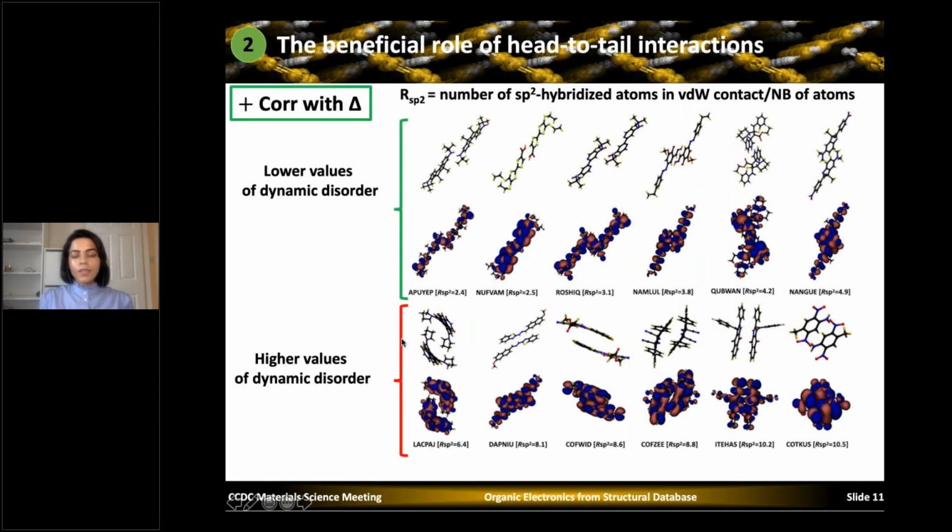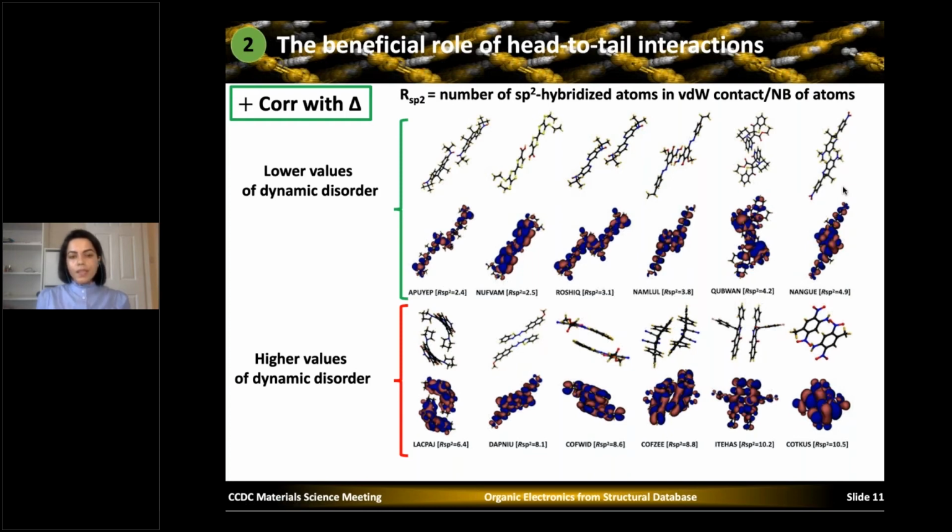The second important correlation was between the relative dynamic disorder and the pairing geometry of the molecules. This one is quite interesting. Basically, what we observed is the following. We observed that the molecular pairs arranged in a head-to-tail configuration, but with their conjugated cores not lying on the same plane, as shown in the top row, show the smaller values of dynamic disorder.